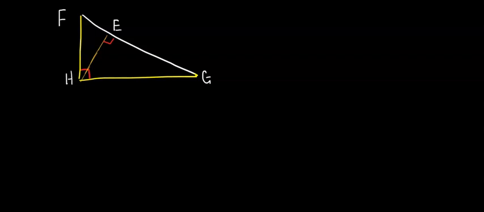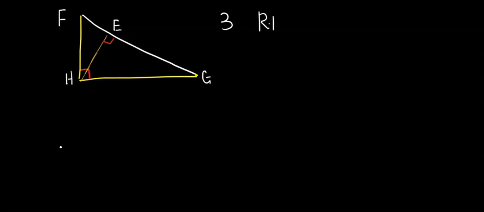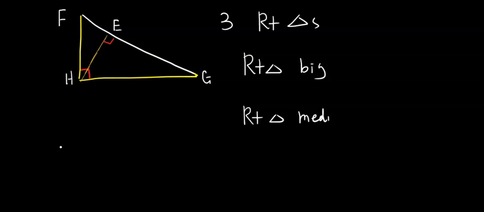Welcome back to the topic of similar right triangles. In this practice, we're going to identify 3 right triangles. The first one, we can call it the big one. The second one, we can call it the medium-sized one. The third one, we can call it the small one. Of course, you can say 1, 2, 3, so pick your favorite method.